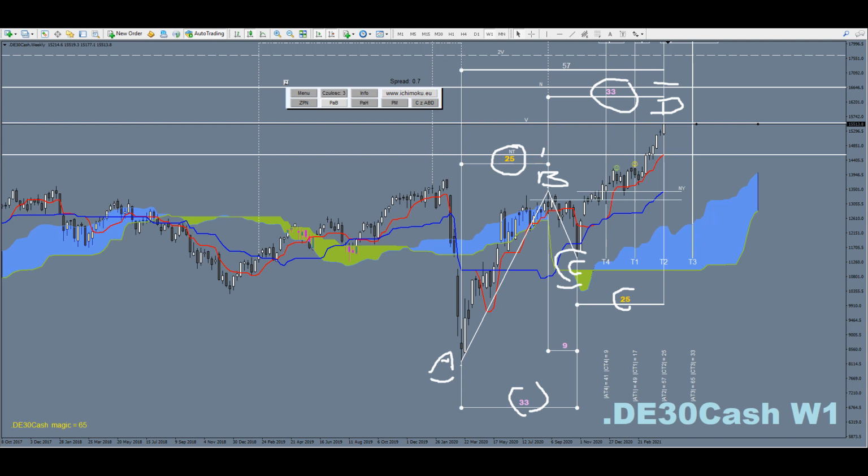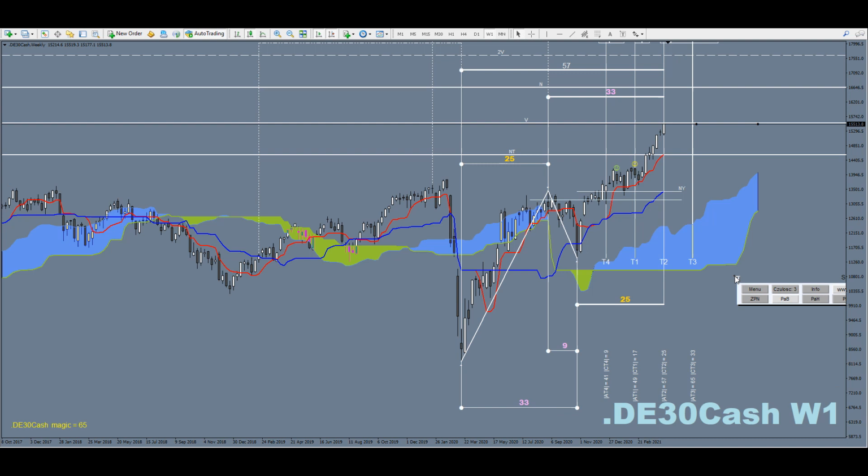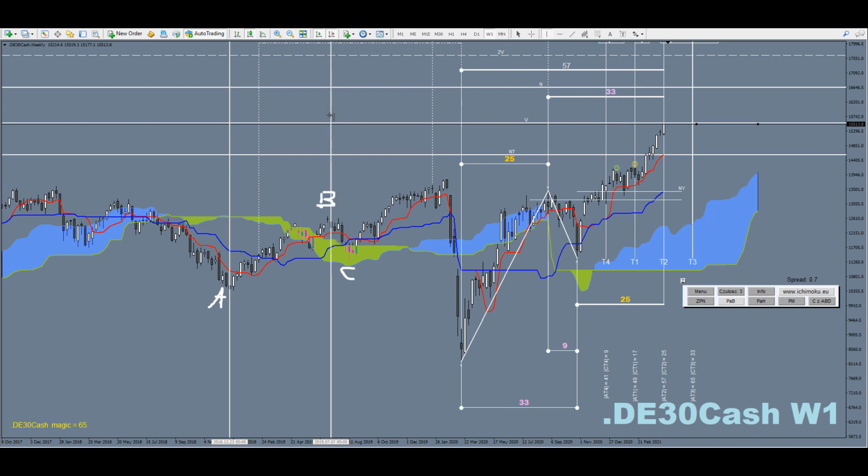Now, let's see if we had a similar situation in the past. The impulse that cuts through the cloud, from point A to point B, and the correction, that is point B and C. Here we can find the time between points A and C, of 34 weeks.